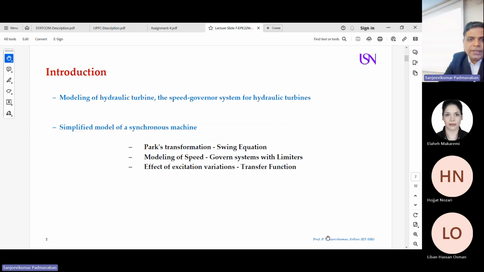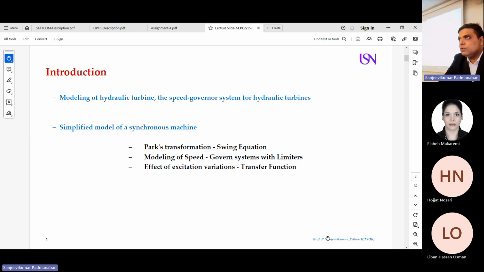So we are going to discuss today Park's transformation and important aspects of the swing equations of your synchronous machine, and modeling of the speed governor system with limiter. That's very important. I will introduce a term called limiter. You can also see it in your simulation blocks. Today, I will show you some examples and the effect of excitation variation. So if you change the excitation, how can you control your synchronous machine?